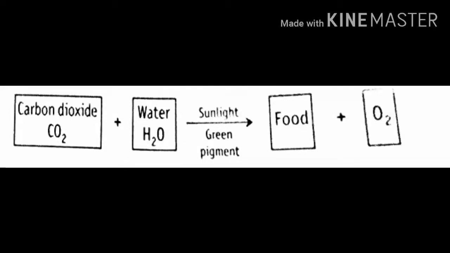Photo means light, synthesis means preparing: preparing food in the process of light. The food is prepared in the form of sugar, which is stored as starch in different parts of the plants. Leaves have chlorophyll that helps to prepare food in the presence of sunlight by using carbon dioxide and water. It gives sugar or glucose plus oxygen.